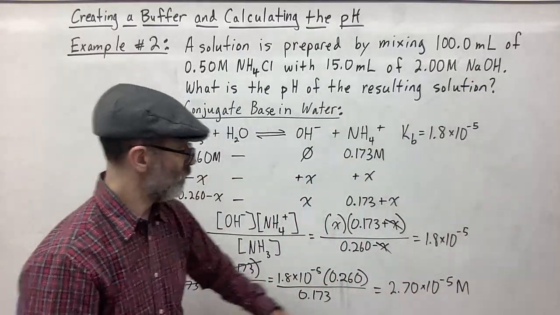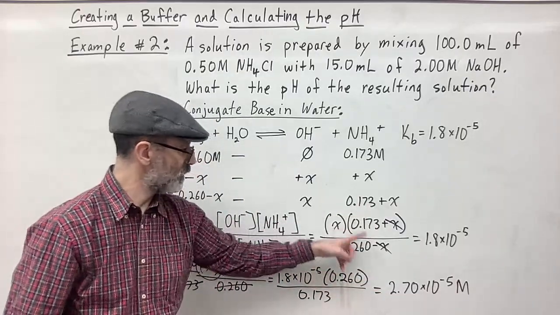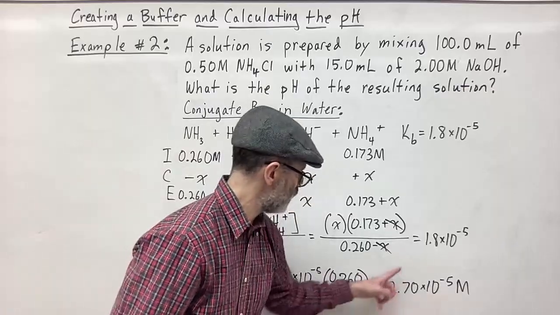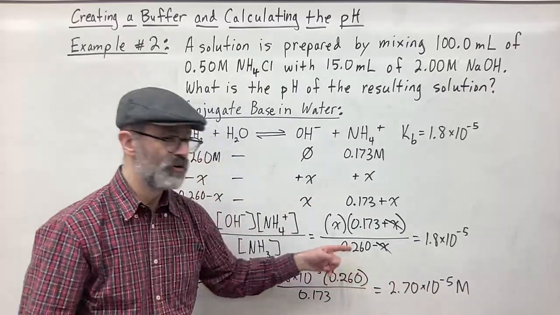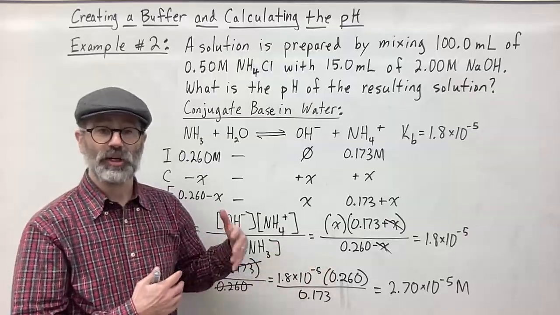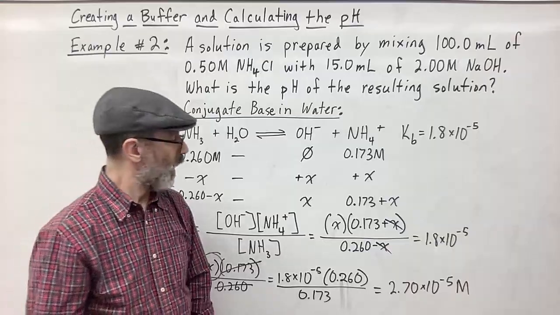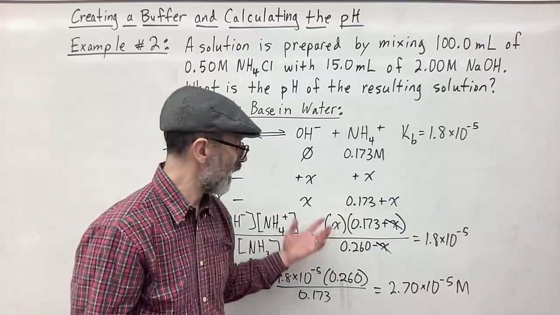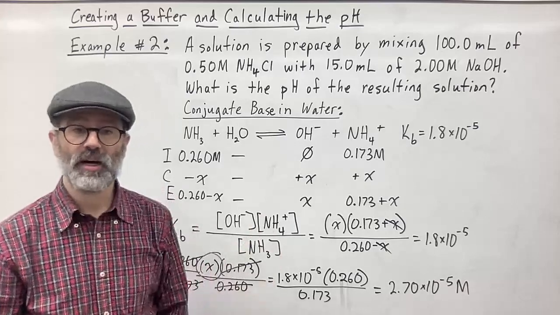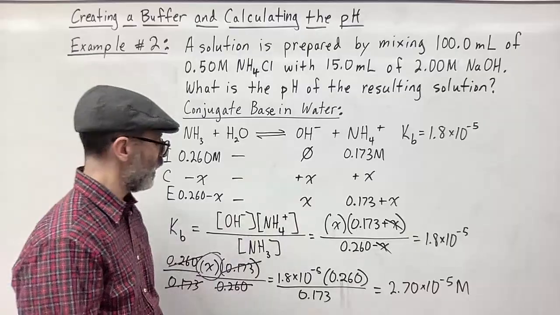And once again, you can see that this is much, much smaller than the initial concentrations. And so if you were to subtract this or add this to these numbers here, you would end up getting the same numbers back, especially when you round them to the correct number of decimal places or sig figs. So again, that proves that we were right to assume it's negligible and ignore it from our calculations.